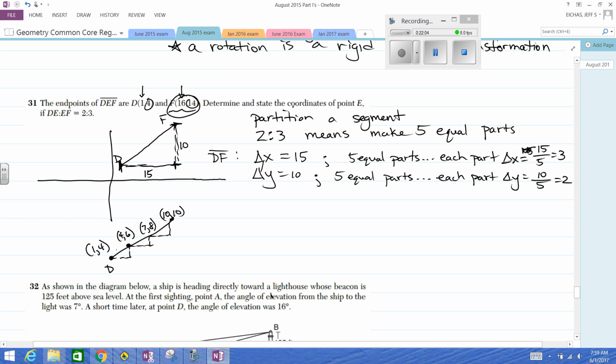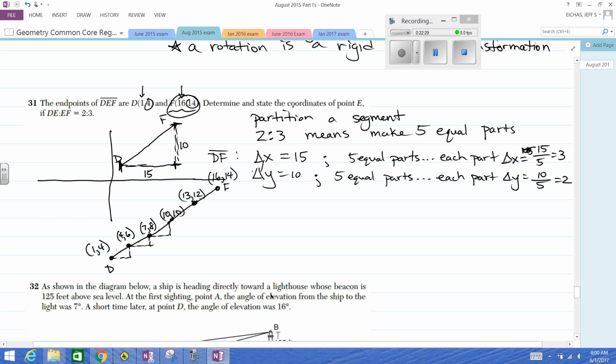How many points is that? That's 4. So then hopefully our last one is, no, that's not going to work. Oh, there's 1, 2, 3, 4. I've got to do 2 more. I've got to find this location. Right 3, up 2 is (13, 12). And hopefully for our last one, we land at F. Right 3, up 2 does take us to (16, 14).